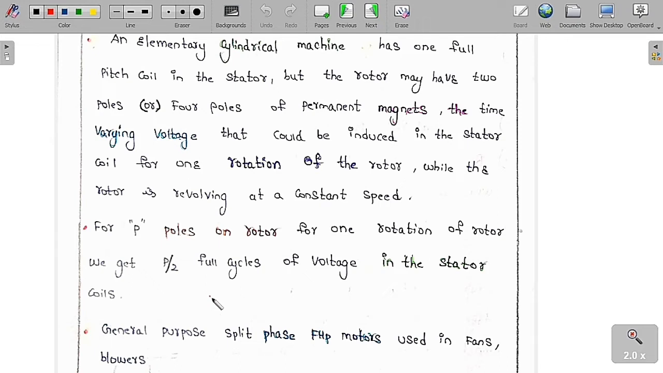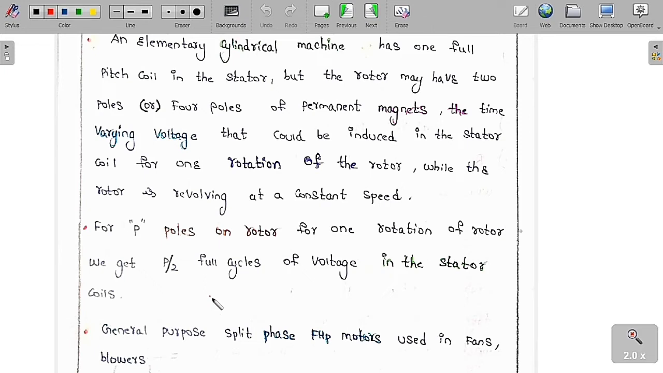I already told you a very important point here. Whenever P poles are there on the stator, and if you give P/2 cycles of AC supply, then we are going to get one rotation of the air gap flux. In the case of induction machine, listen carefully, if P poles are wound on stator, and if we give P/2 cycles of AC supply, then we are going to get one rotation of the air gap flux.